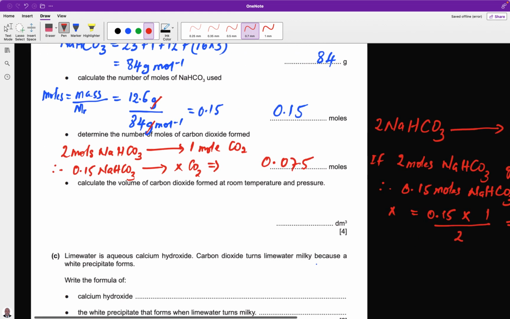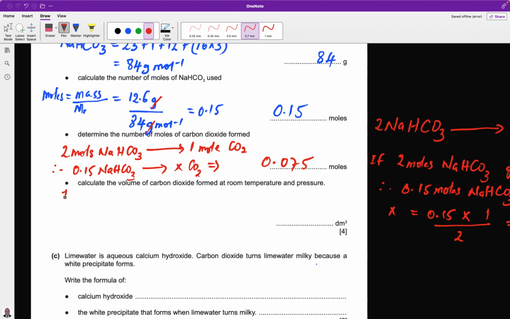Now, we will use this to calculate the volume of carbon dioxide formed at room temperature and pressure. The molar volume of a gas at room temperature and pressure is 24 dm cube or 24,000 cm cube. Note, 1 mole of a gas at room temperature and pressure.